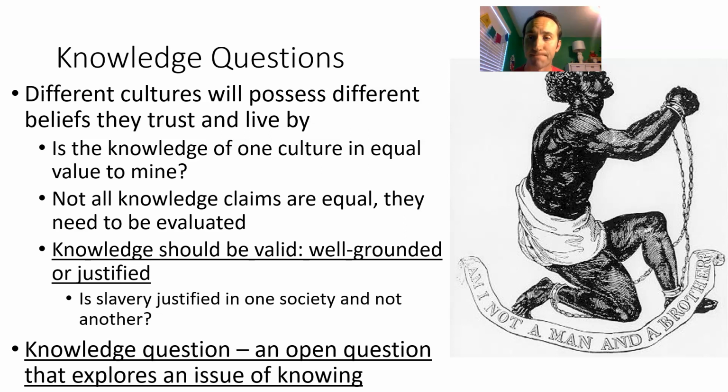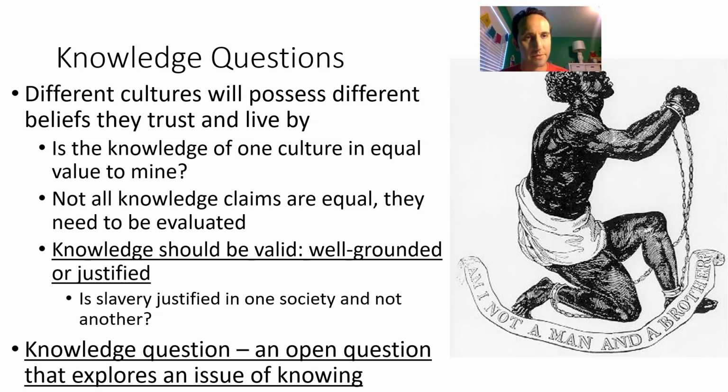So, knowledge questions. Not all knowledge claims are necessarily equal, and they are going to have to fight in this universe of ideas. Different cultures will possess different beliefs they trust and live by. Is the knowledge of one culture of equal value to mine? Not necessarily. Not all knowledge claims are equal. They need to be evaluated to figure out if they are justified.